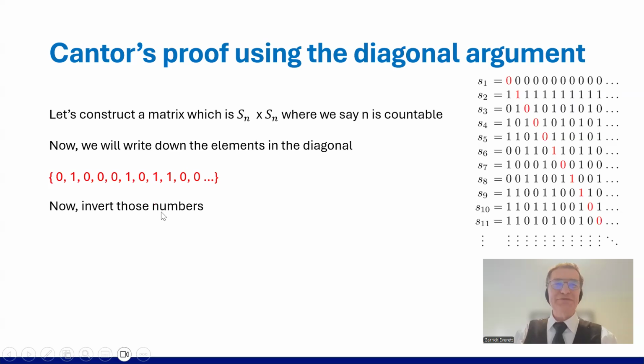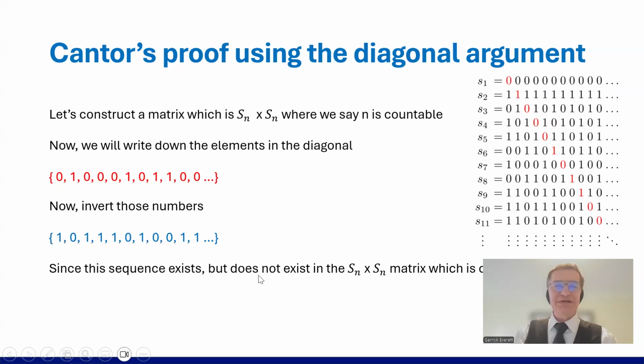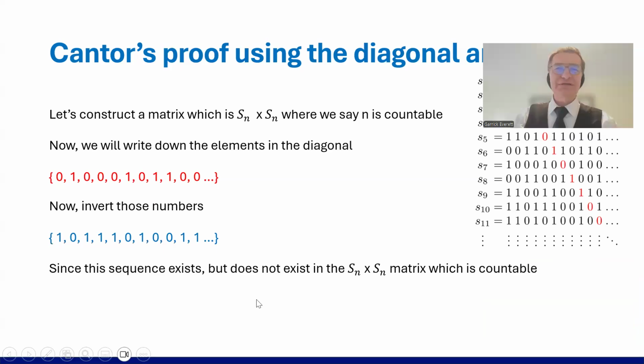Now we're going to invert those numbers. In other words, if it was a 1, it's going to be a 0. If it was a 0, it's going to be a 1. So now we've got this. Since this sequence exists, but it does not exist in the Sn by n matrix, which is countable, therefore the set of elements Sn by Sn is uncountable, because you've now included something which should be in that, and you've counted it, but that's uncountable.